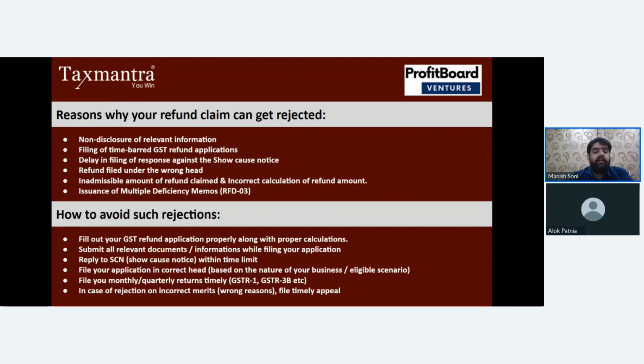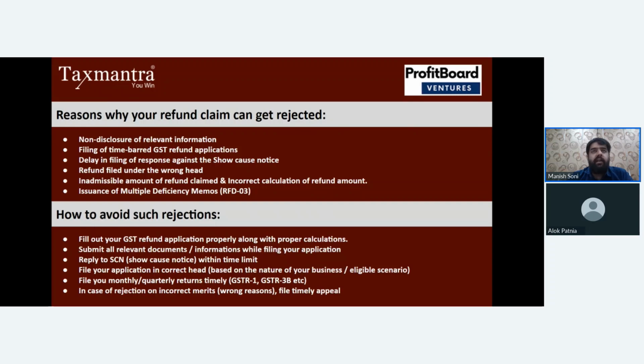In that case, you need to have your calculations proper. You need to apply for your GST refund properly by submitting all the relevant documents. And you can reply to your show cause notice within the timelines. And then you have to be aware that while you file your GST refunds, your GST returns that you file monthly or quarterly have to be updated. You cannot have a lag of more than one return.